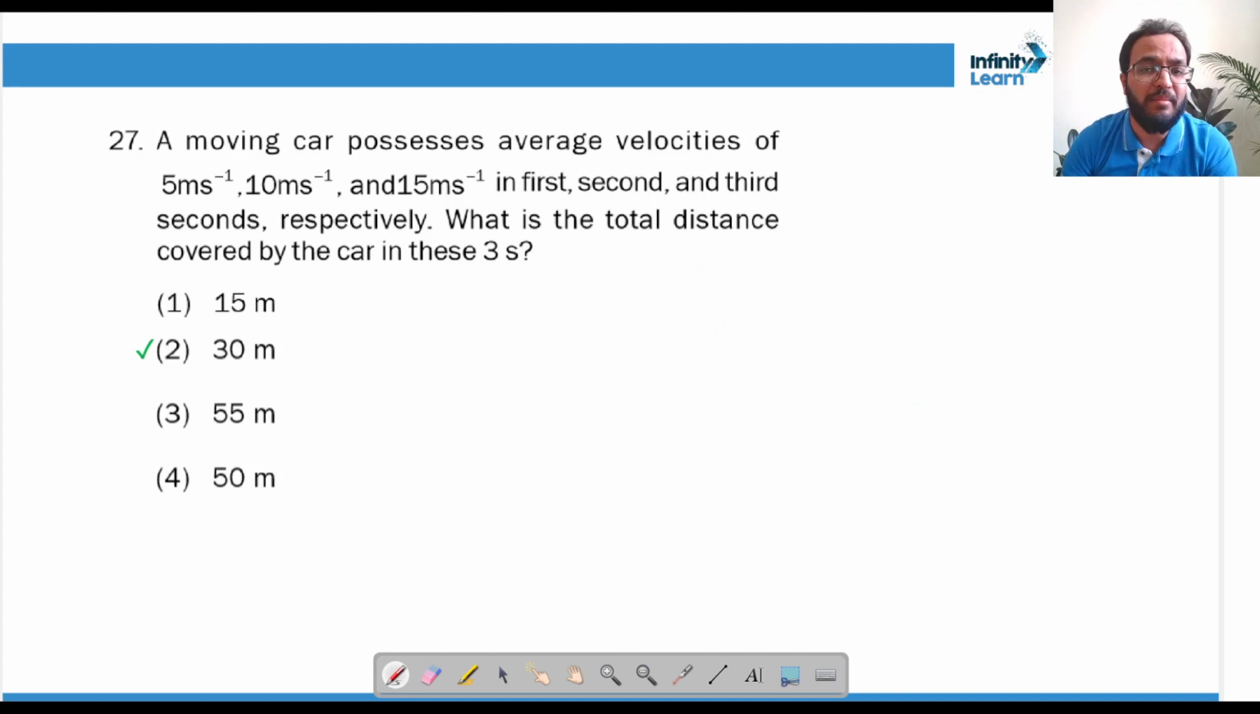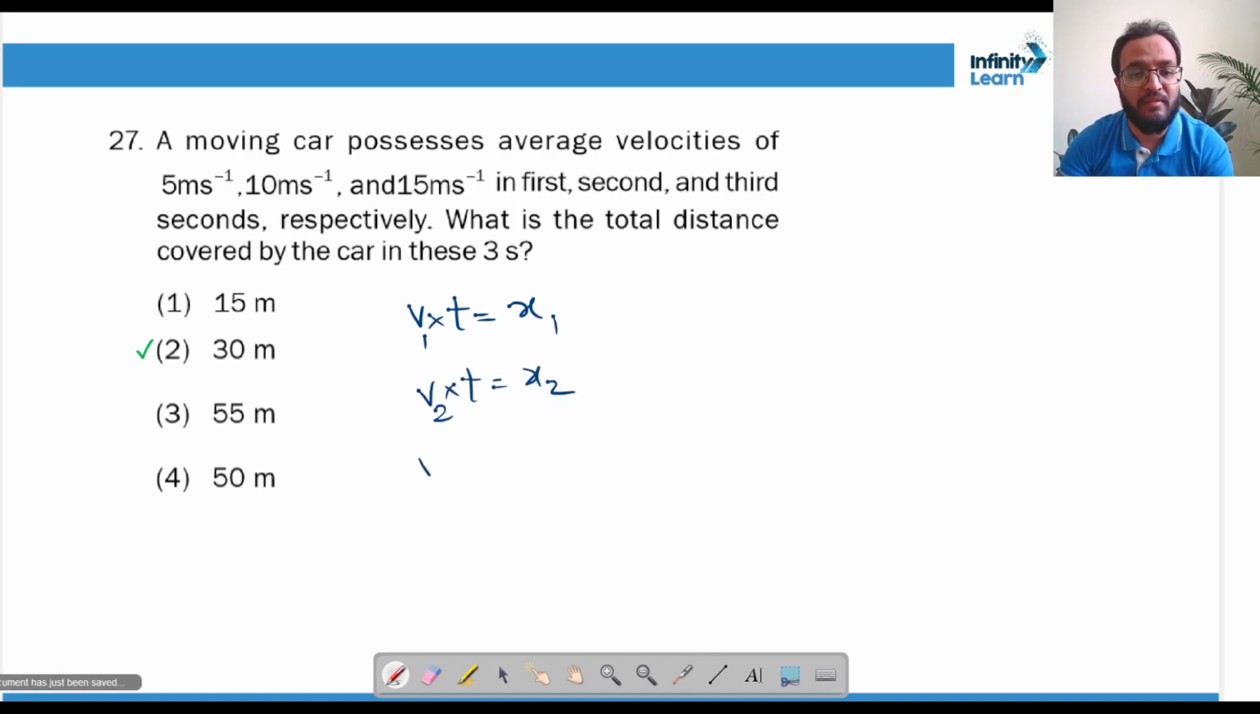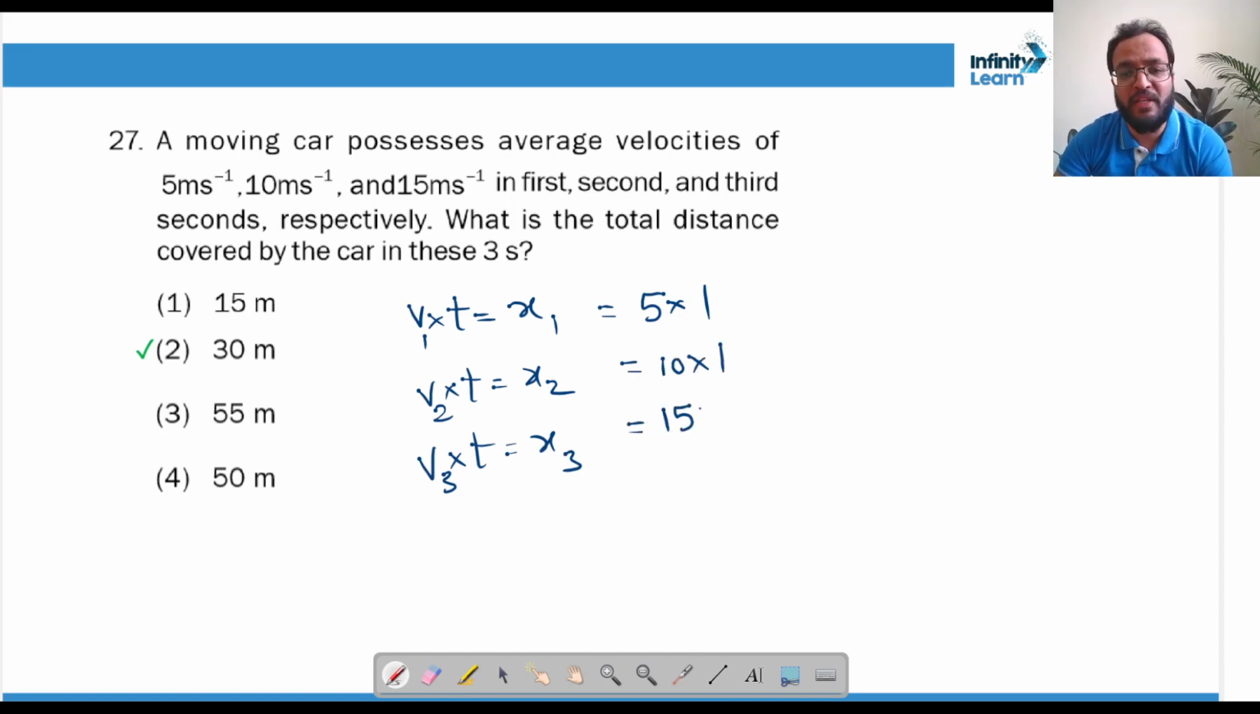Now, a moving car possesses average velocities in the first, second and third. What is the total distance traveled? Simple. V into T is X. So V1 into T is X1, V2 into T is X2, V3 into T is X3. So V1 is what? 5 into 1, 10 into 1, 15 into 1. That is 5, 10 and 15. So total is how much?